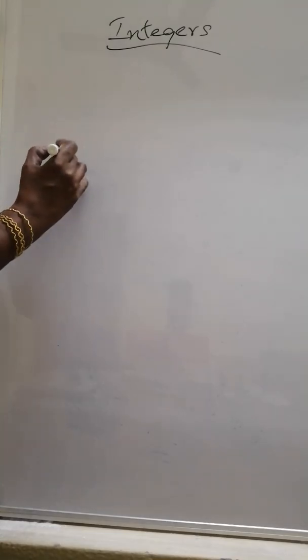Dear children, today we can learn about integers. You know, natural numbers, that is numbers 1, 2, 3, 4, etc. That is counting numbers. Then whole numbers, they are 0, 1, 2, 3, 4, etc. Now we come to integers.